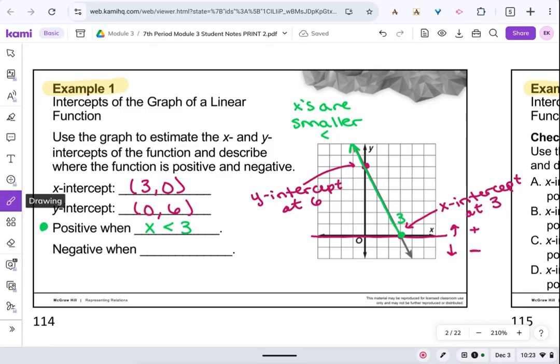I'll use purple for negative, okay? Again, starting at the x-axis, that's 3. Now we're going down into the right, but as I move in that direction, my x's are bigger. And when they're bigger, we use our greater than symbol. So x is greater than 3 would give me all of my negative y values.